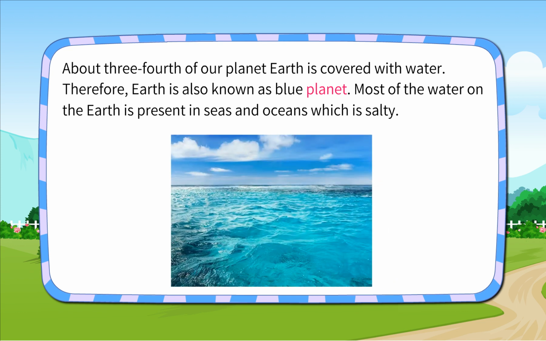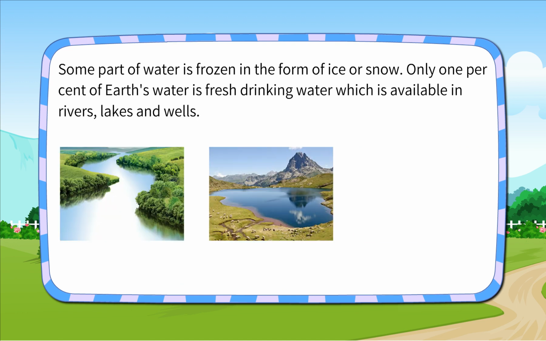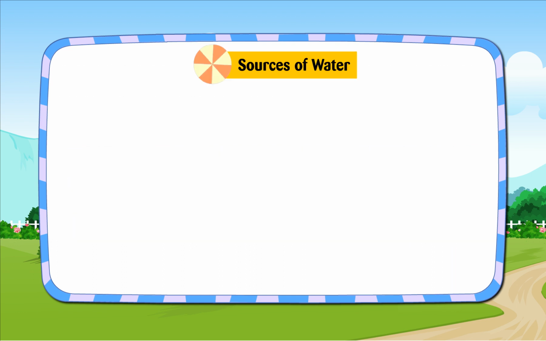Most of the water on the Earth is present in seas and oceans, which is salty. Some part of water is frozen in the form of ice or snow. Only 1% of Earth's water is fresh, drinking water, which is available in rivers, lakes, and wells.